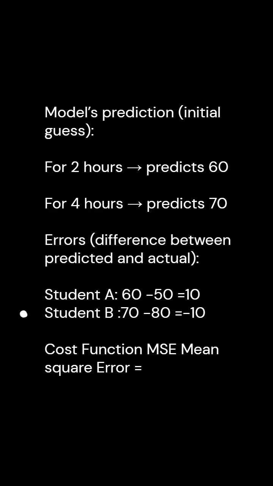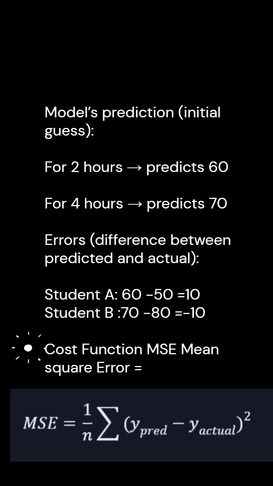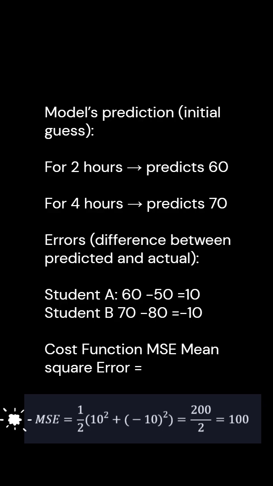The cost function, which is also called mean square error, is calculated as per the formula given. The cost function comes out to be 100, meaning the model's predictions are quite off, and training will adjust the model to reduce this number.